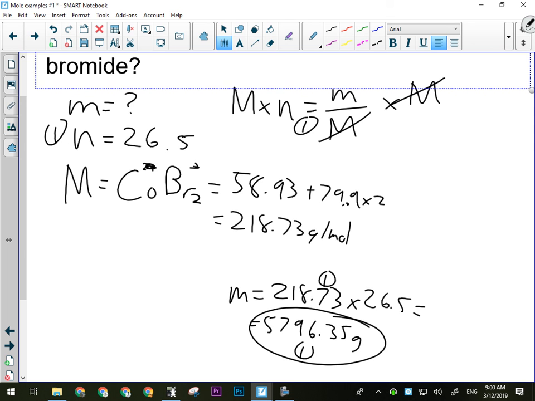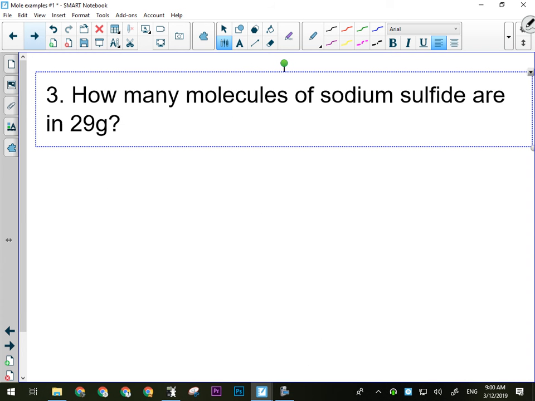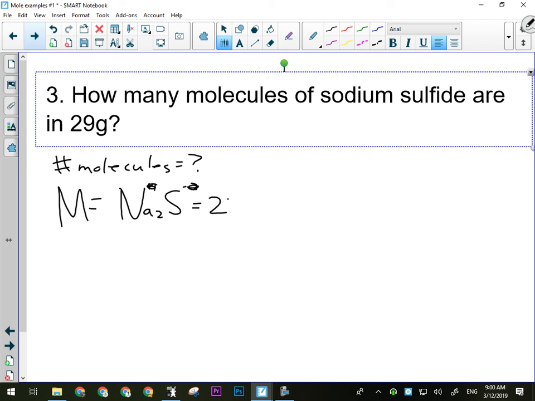Okay, let's have a look at number 3. So on number 3, we're being asked how many molecules, so that's what we're looking for, number of molecules of sodium sulfide, so that'll help me get big M. Sodium is a +1, sulfur is a -2, so I've got Na2S here, so that'll be 22.99 plus 32.07, no, 30 point, yeah, 30. Sorry, this 22.99 needs to be multiplied by 2 because there's 2 of them.